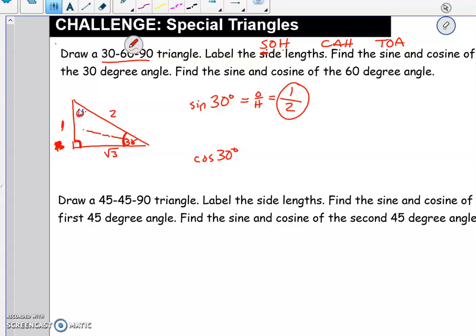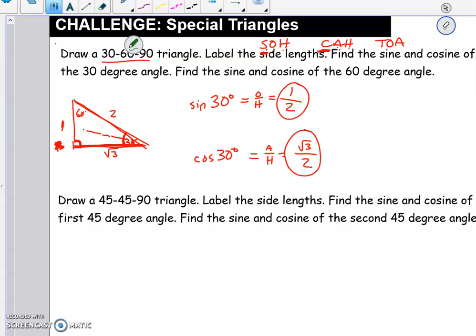Okay, let's look at that same angle, but this time we're looking at the cosine. Here's the cosine. The cosine is the adjacent over the hypotenuse. So the adjacent side going off that 30 degrees is the square root of 3. The hypotenuse hasn't changed. That's 2. And so the cosine of 30 degrees is square root of 3 over 2. So I've got the sine and the cosine ratios of that specific angle.